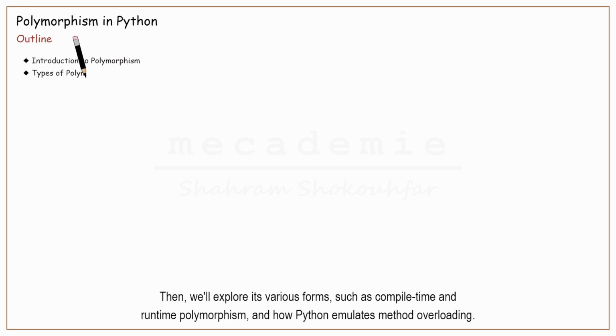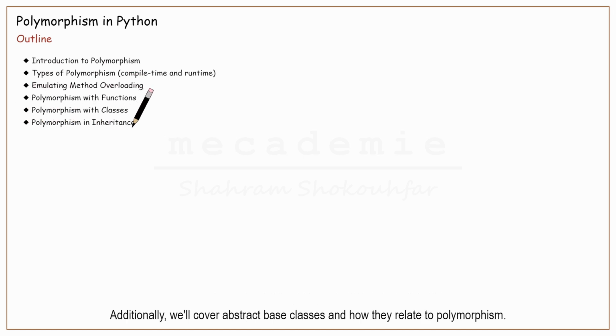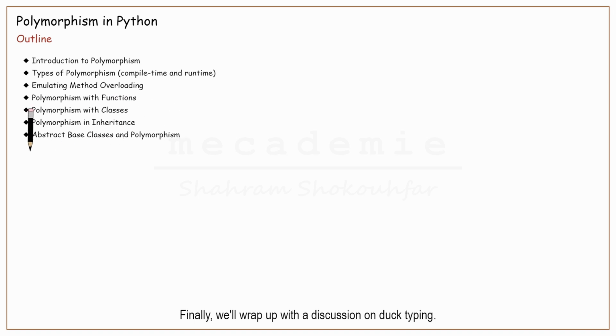Then we'll explore its various forms, such as compile time and runtime polymorphism, and how Python emulates method overloading. We'll also look at how polymorphism works with functions and classes, and how it plays a role in inheritance. Additionally, we'll cover abstract base classes and how they relate to polymorphism. Finally, we'll wrap up with a discussion on duck typing.